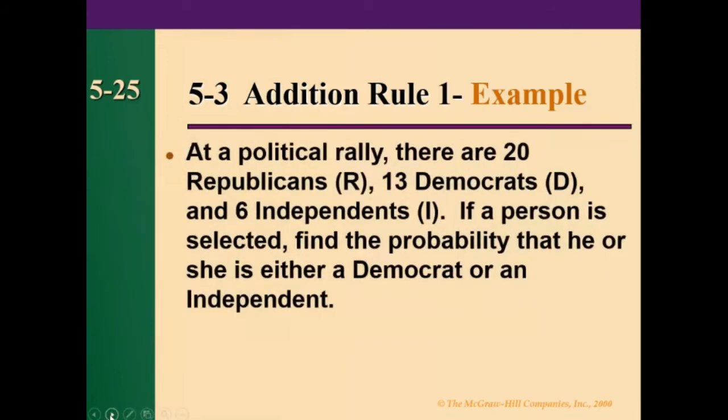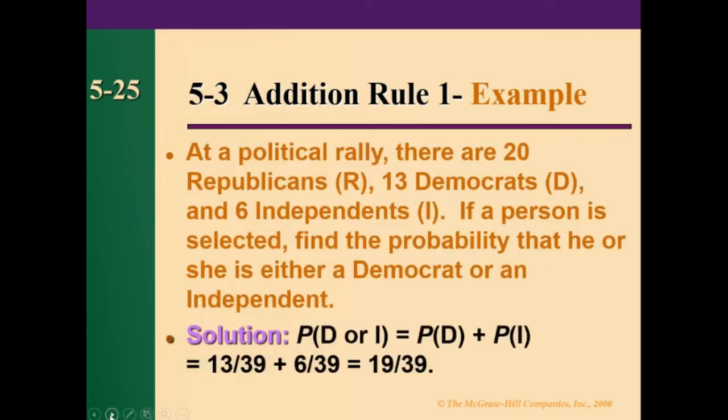Yun. At a political rally, there are 20 Republicans, 13 Democrats, and 6 independents. If a person is selected, find the probability that he or she is either a Democrat or an independent. So ang gawin nyo, i-total nyo lahat siya. 20 plus 13 plus 6, ilan yon? So that's, if I'm not mistaken, 39. Tama ba? Ayun. So dahil or, addition, the Democrat and independent. So ano yung Democrat? Ilan yon? 13 over 39 plus independent, 6 over 39. 13 plus 6 is 19. So the probability is 19 over 39.